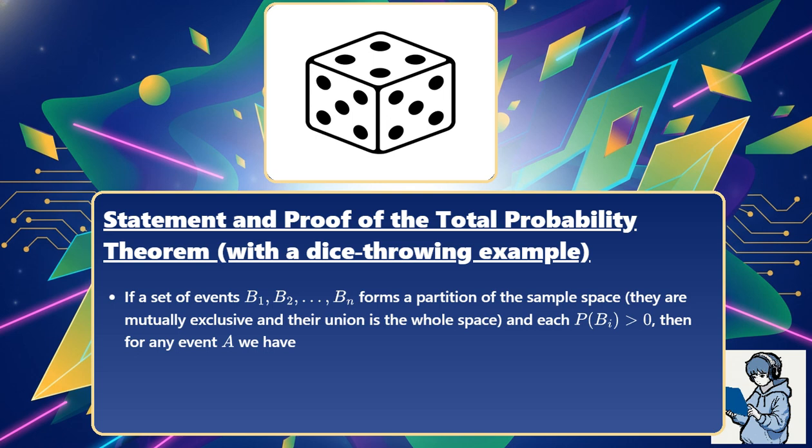If a set of events B1, B2, ..., Bn forms a partition of the sample space, they are mutually exclusive and their union is the whole space. And each P(Bi) is greater than 0, then for any event A we have P(A) equals the sum from i equals 1 to n of P(A given Bi) times P(Bi).